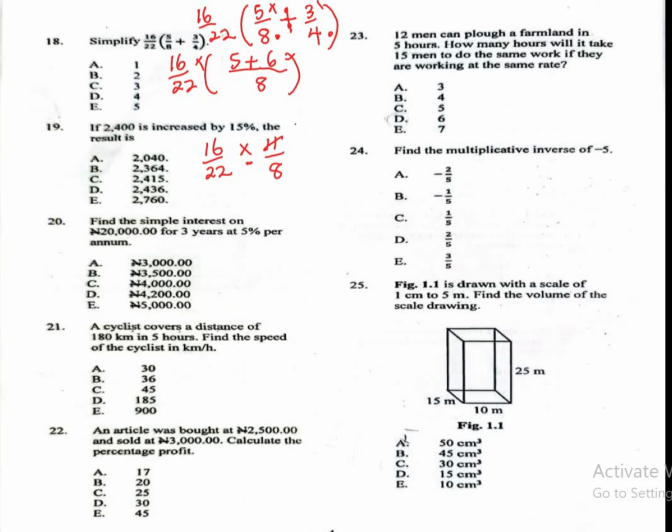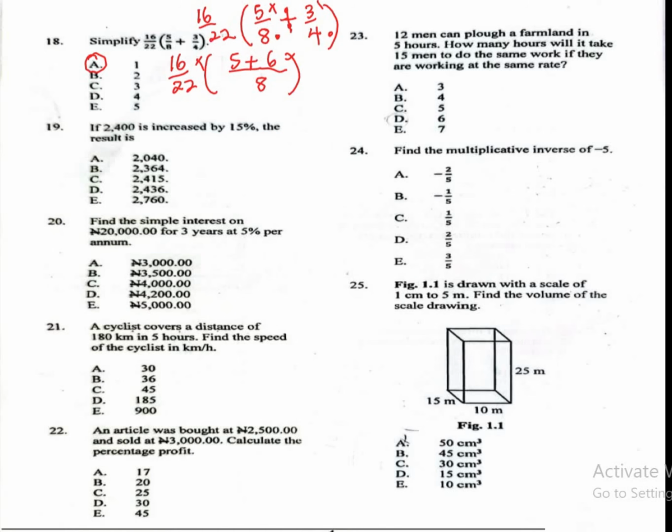So now 11 into 11 is 1, 11 into 22 is 2, 8 into 8 is 1, 8 into 16 is 2. So we have 2 out of 2. 2 divided by 2 is 1, which is option A. Take note of that. So the next is question number 19.